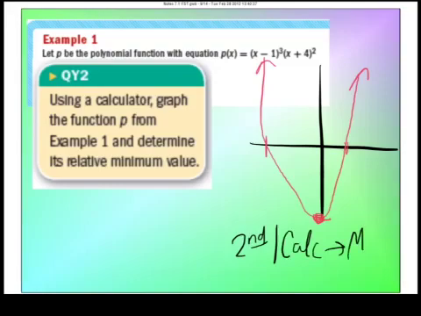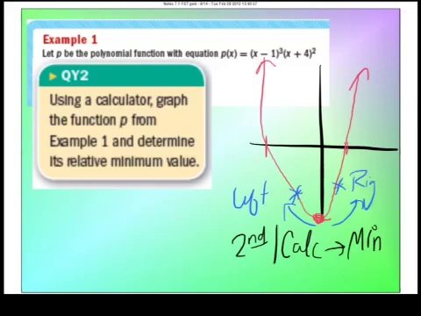And what you're going to do is a left bound, right bound. So go somewhere to the left. This is going to be your left bound, and maybe put the cursor there, and then go to your right. Somewhere over here would be your right bound. And then they're going to ask you to do a guess. Do that and you will be able to find the minimum point on this graph.